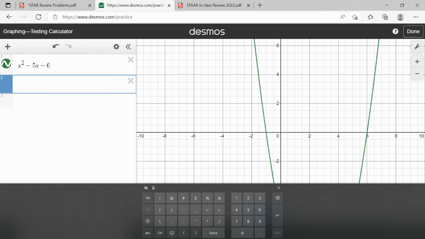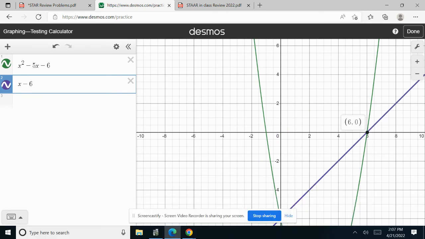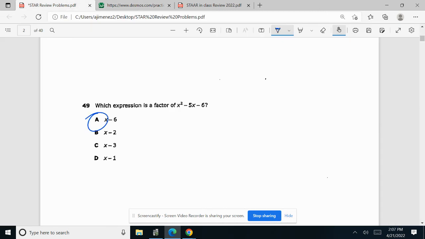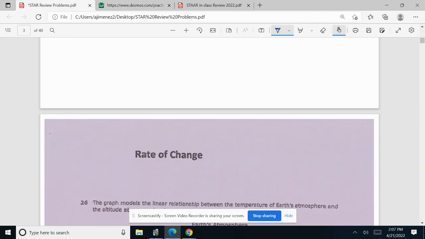All right, so here's my graph. I'm going to do x minus 6. That's my first answer choice. See if it goes through. It does. It goes through that one. So that's my factor. All right. Okay, next question.